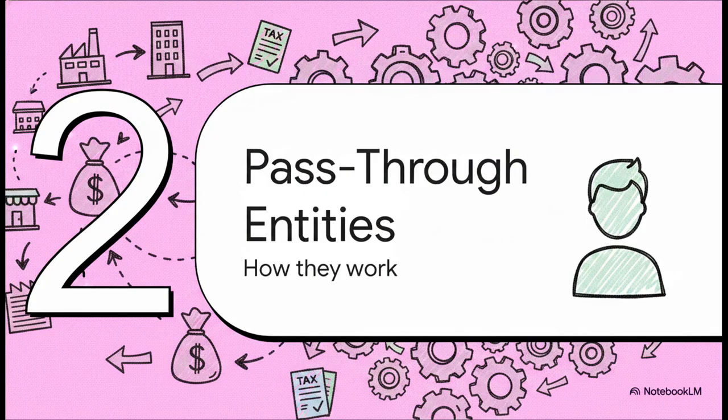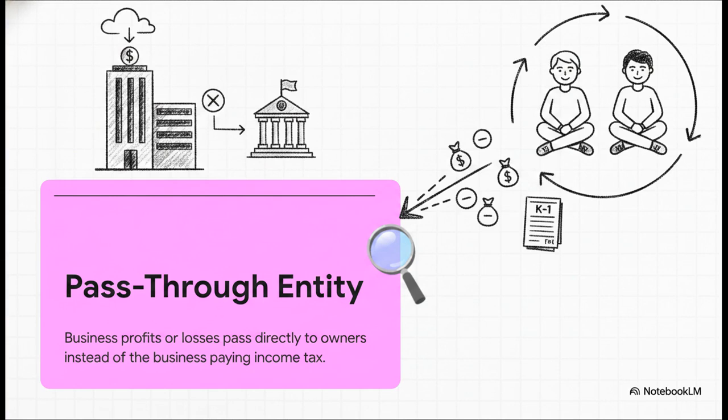Moving on to Section 2, Understanding Pass-Through Entities. Let's examine how the K-1 actually functions under the hood. So, the crucial point is understanding this concept of pass-through taxation. You see, a traditional corporation pays its own taxes. Simple enough. But a pass-through entity operates entirely differently. The business itself pays literally zero income tax. No, really. Instead, the profits, or the losses, pass right through the business and land directly on the personal tax returns of the owners.